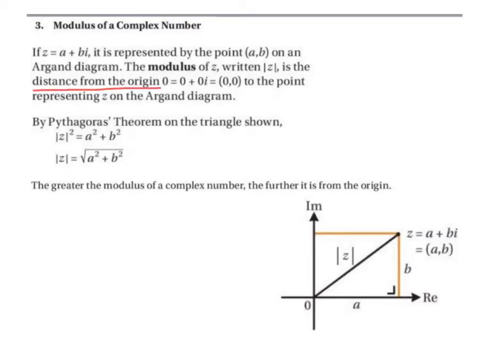So modulus represents the distance to the origin. By Pythagoras' theorem on the triangle shown, so here's our right angle triangle, |z| squared is equal to a squared plus b squared, so |z|, being the hypotenuse, is equal to the square root of a squared plus b squared. So to get the modulus of a complex number, we square root the a, which is the real part squared, plus the b, which is the imaginary part squared. The greater the modulus of a complex number, the further it is from the origin.